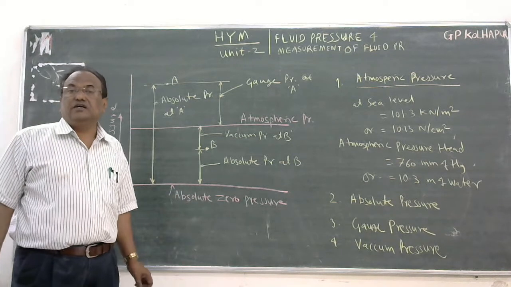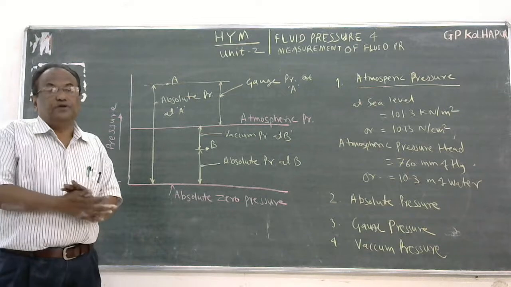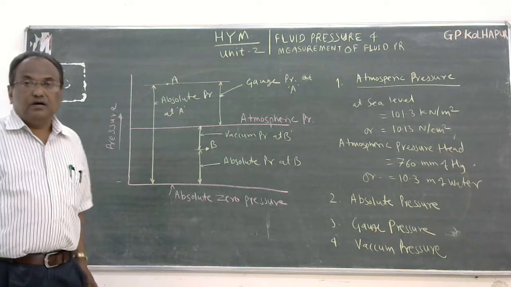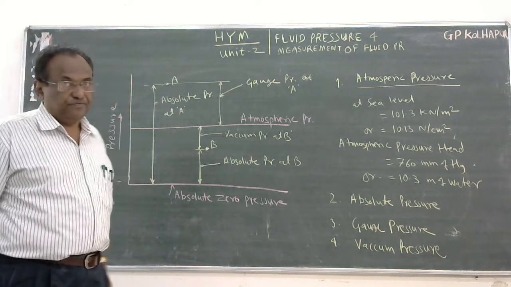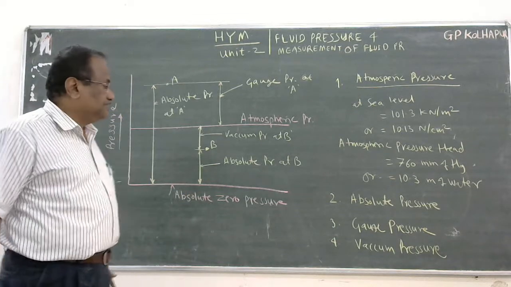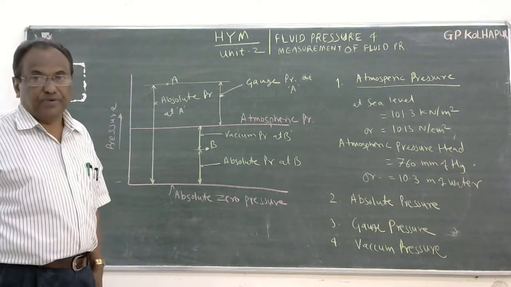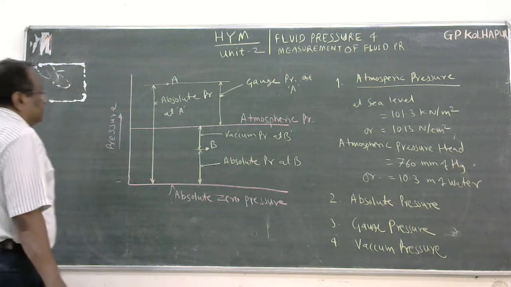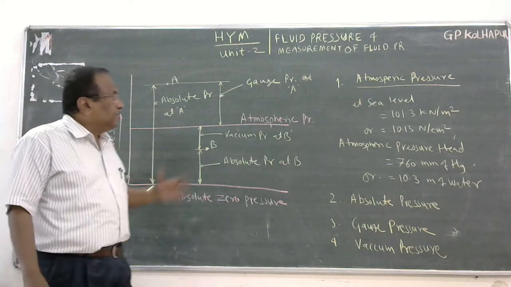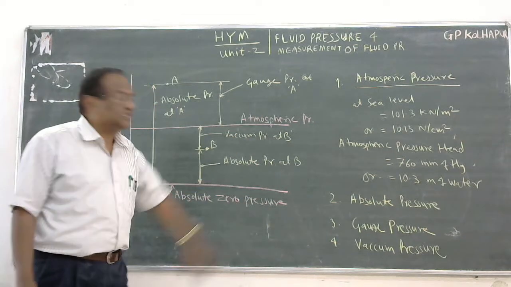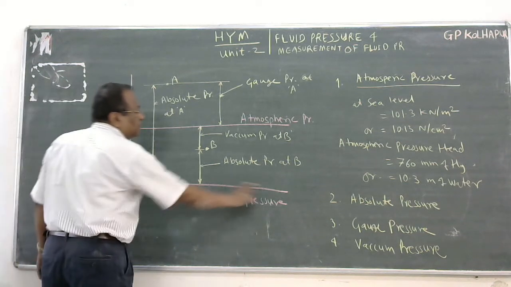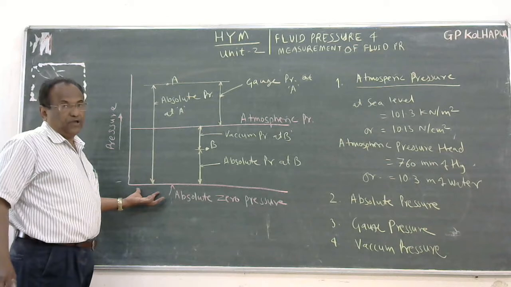Before going to measure the actual pressure of the fluids, we want to know certain terms in the measurement of pressure. These terms are atmospheric pressure, absolute pressure, gauge pressure, and vacuum pressure. This is a chart which shows the relation between atmospheric pressure, absolute pressure, gauge pressure, and vacuum pressure.